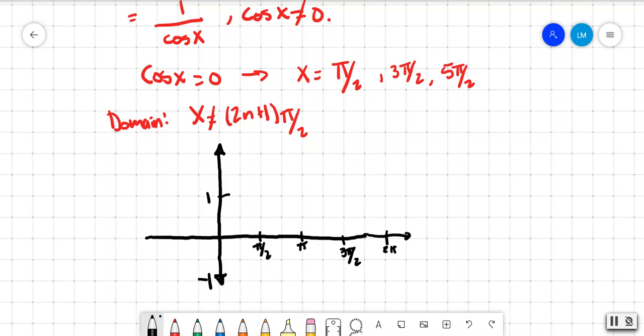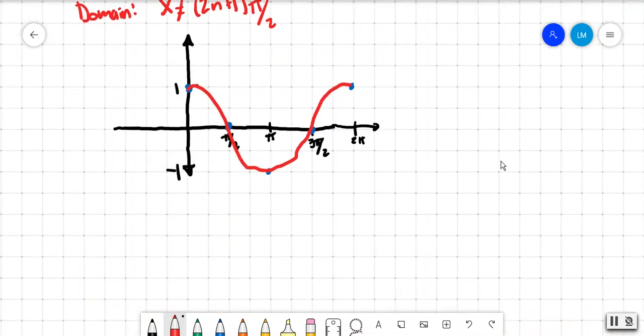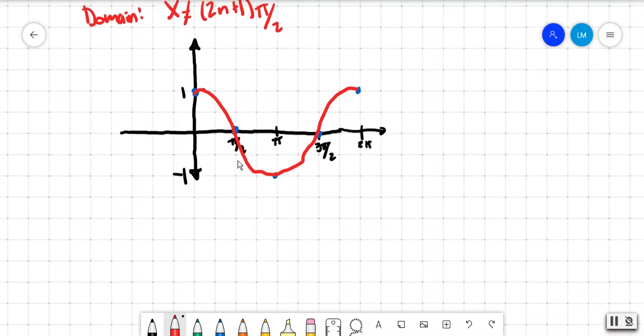Okay, so we plot our points. We have 0, comma 1, pi over 2, 0, pi, comma negative 1, 3 pi over 2, comma 0, and then 2 pi, comma 1. If we were to graph this equation, we would find that the graph would look something like this. Of course, this is a really rough sketch, but if you graph it in the graphing calculator or even Desmos, you'll see that it's more or less the same thing.